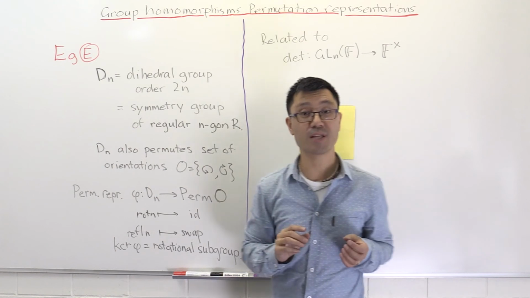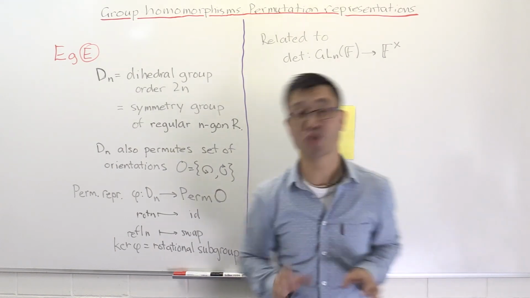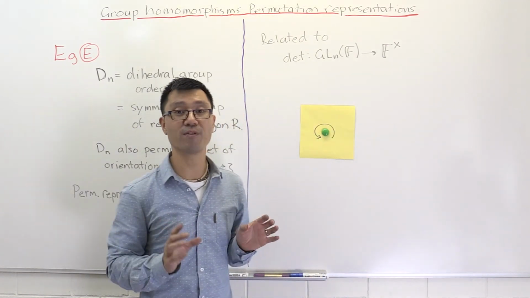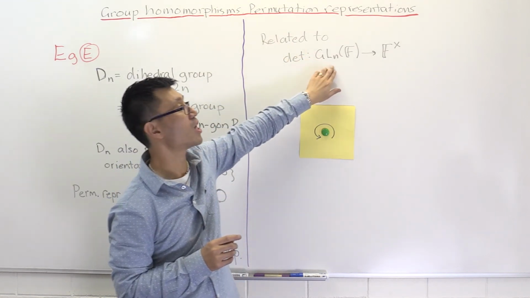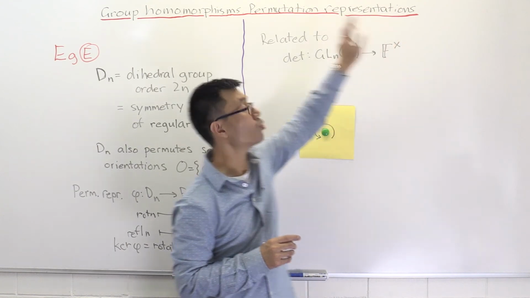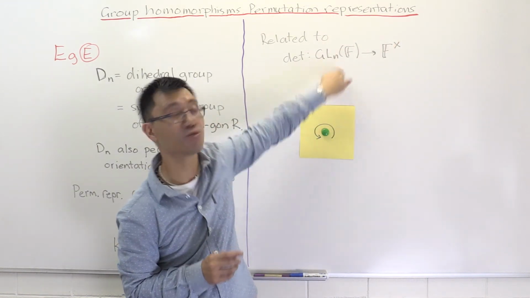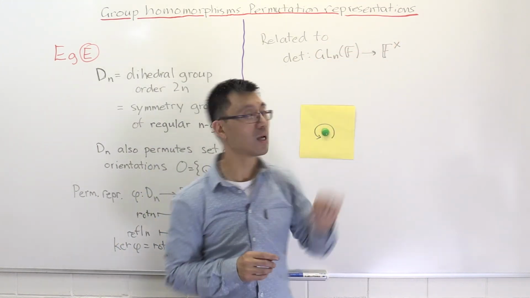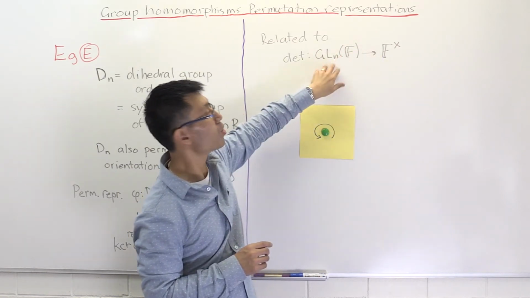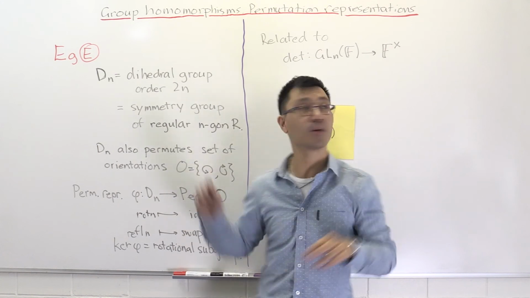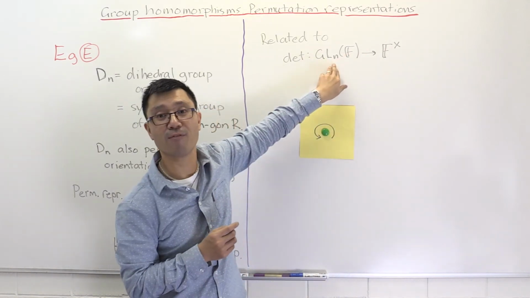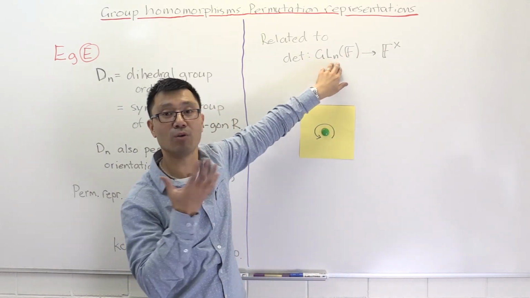The final thing I want to say is that this example here is very much related to a group homomorphism that I told you about earlier. That's the group homomorphism from GL_n(F) to F cross, which just takes an n by n invertible matrix to its determinant. Both these groups you can also think of in terms of symmetry. So this GL_n(F), how is that related to symmetry?